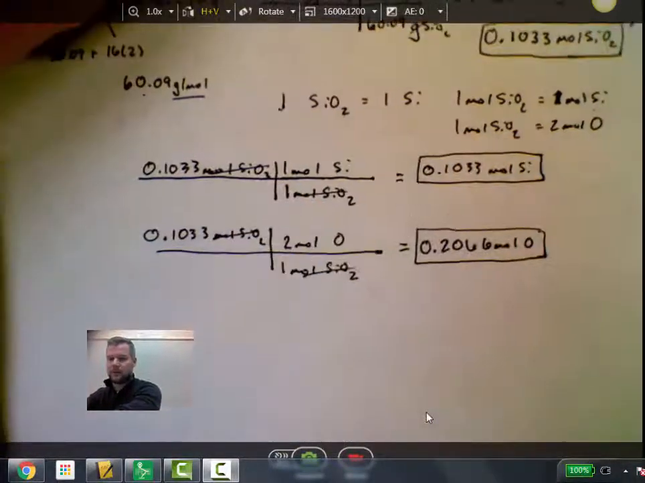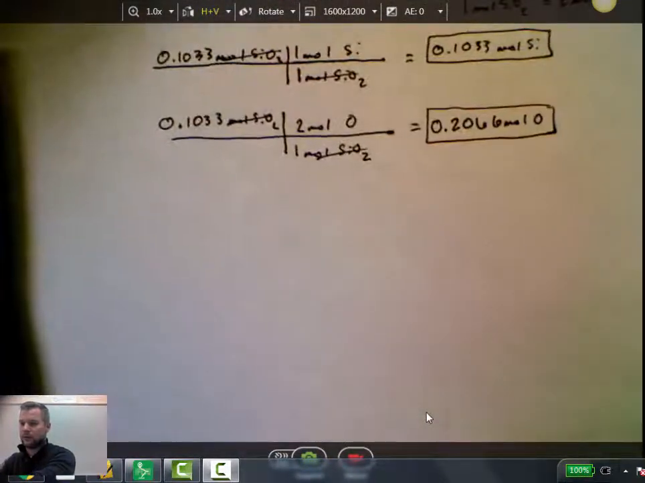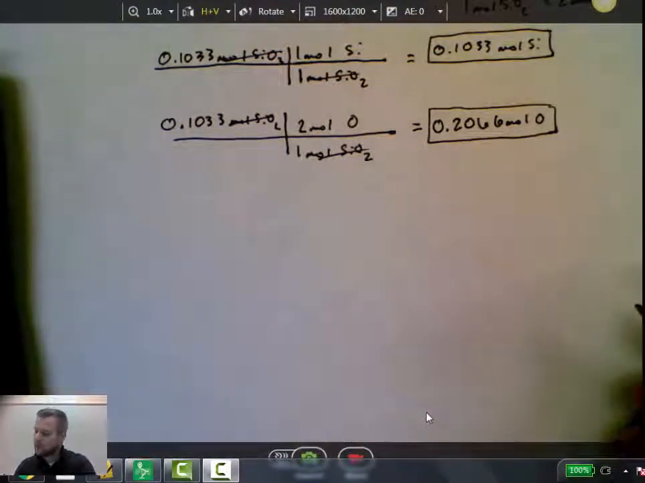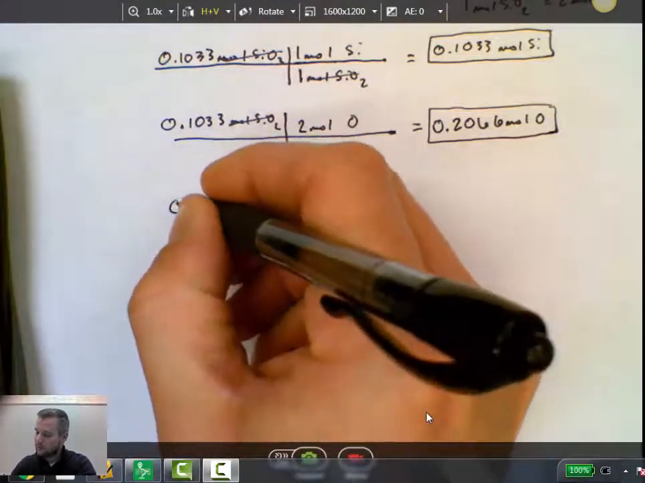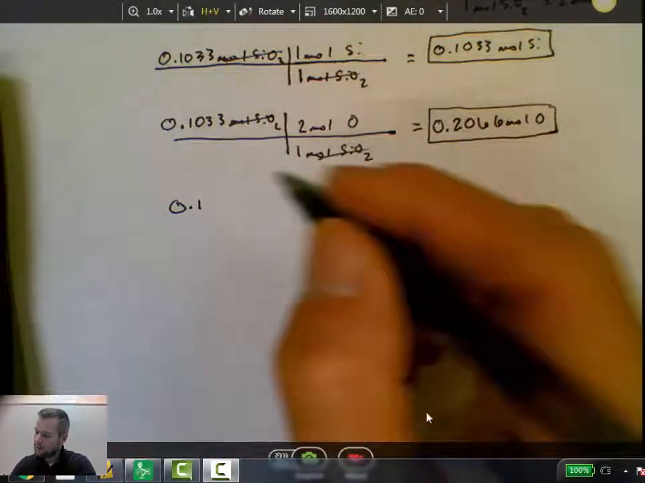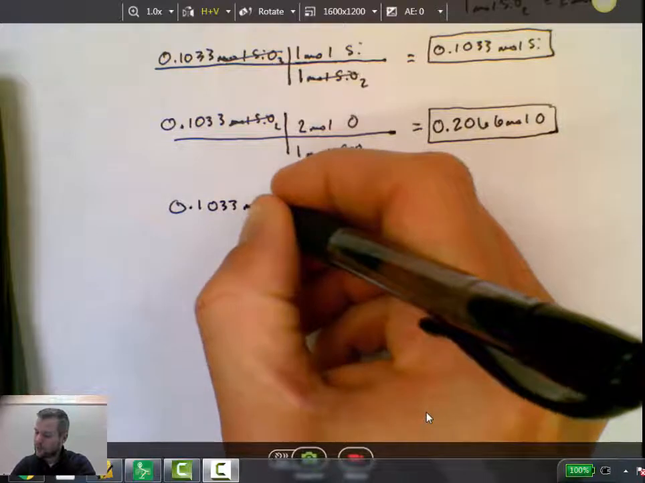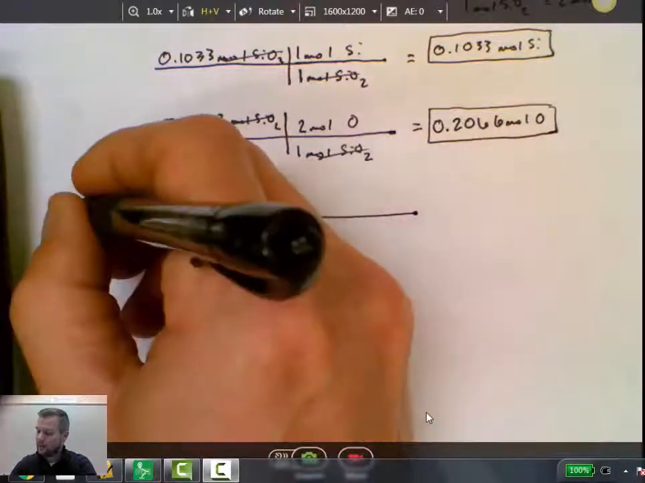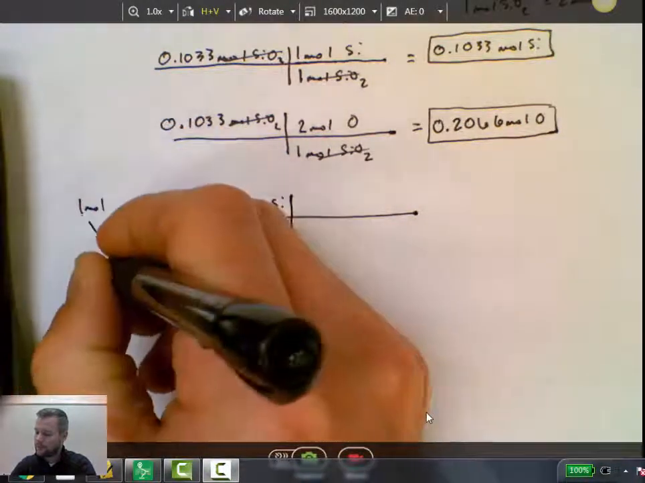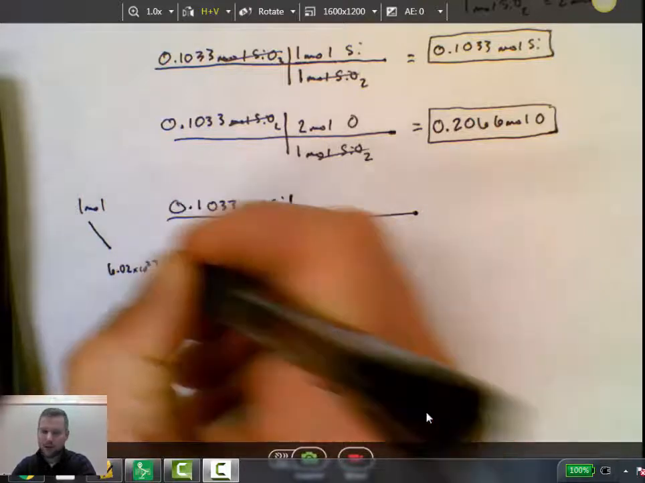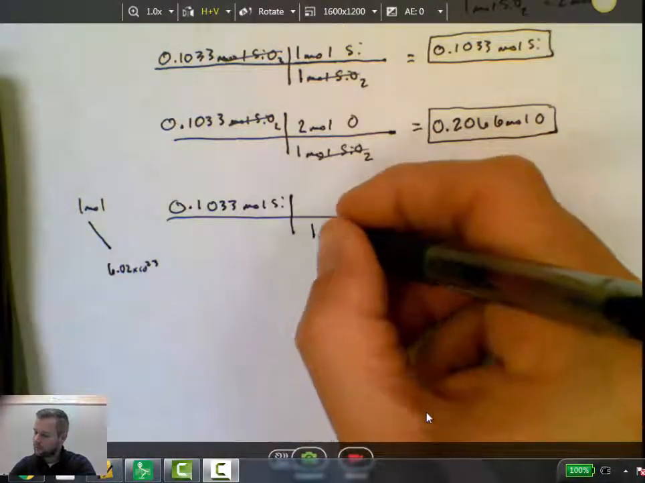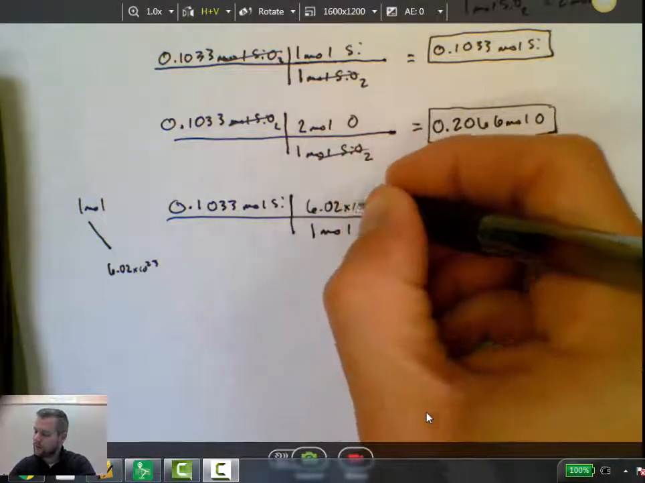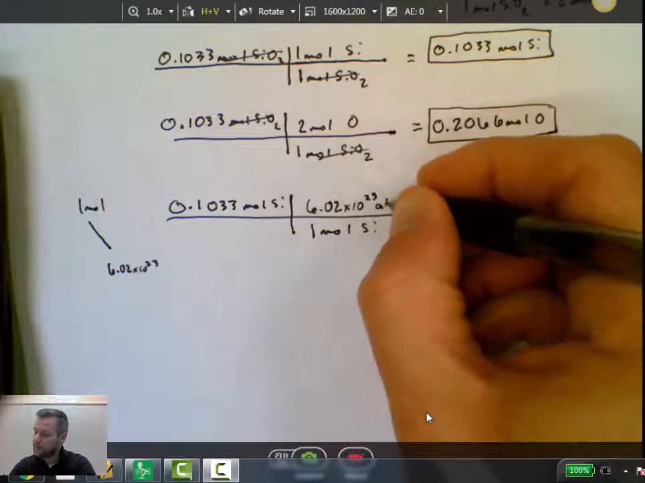I need to then convert these numbers into how many atoms of each element. So 0.1033 moles of silicon need to get converted to atoms of silicon. Remember that 1 mole is equal to 6.02 times 10 to the 23rd particles. So for every 1 mole of silicon, there are 6.02 times 10 to the 23rd atoms of silicon.